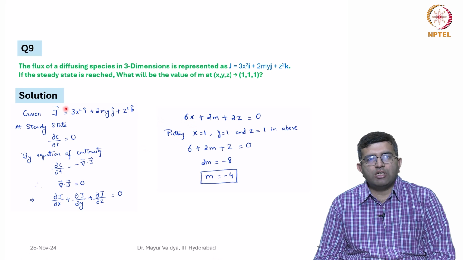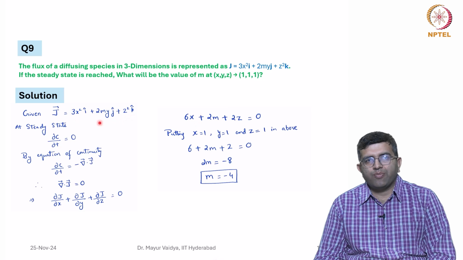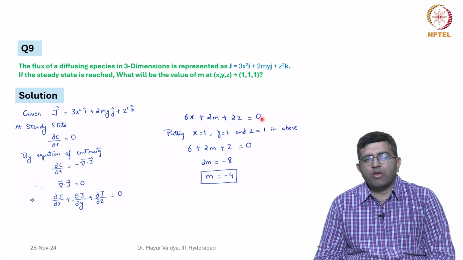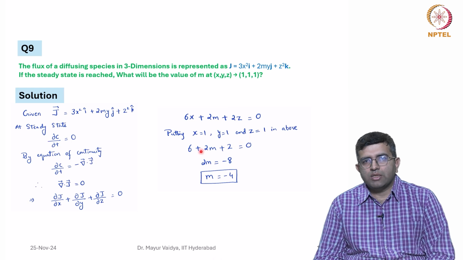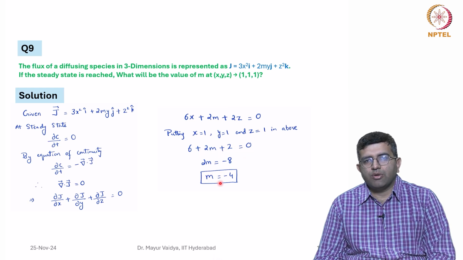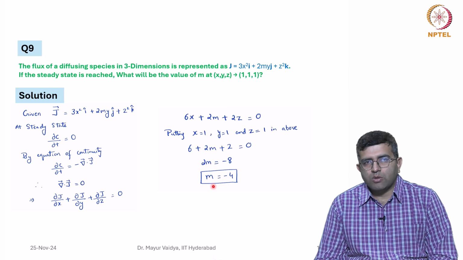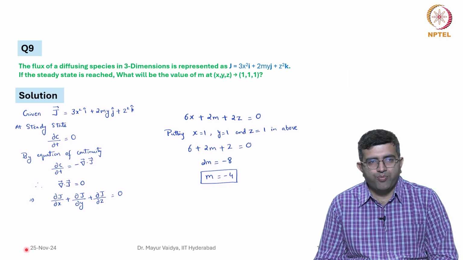And the differential of each of these terms with respect to x, y and z: this becomes 6x, this becomes 2m, and this becomes 2z, equal to 0. Now, since we have to find a value when x, y, z is 1, 1, 1, we put in this value, and what we get is 6 plus 2m plus 2 is equal to 0, which will yield m is equal to minus 4.